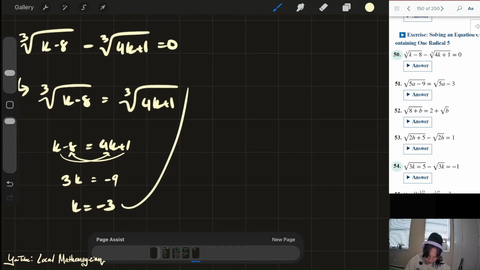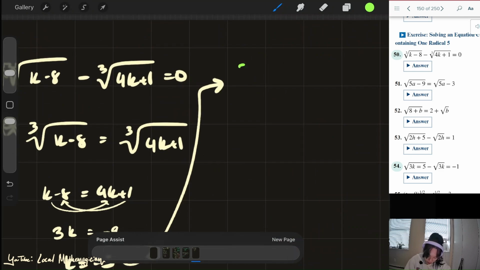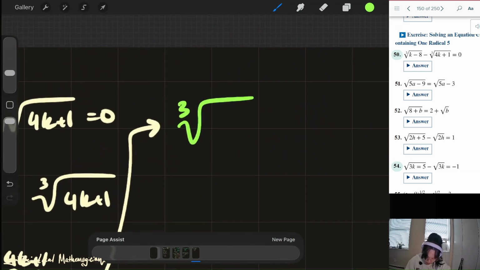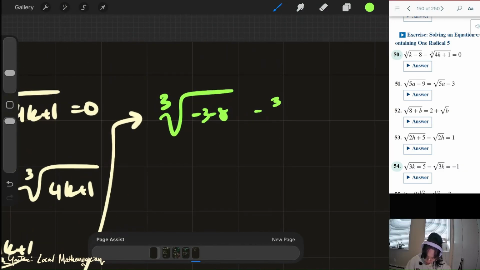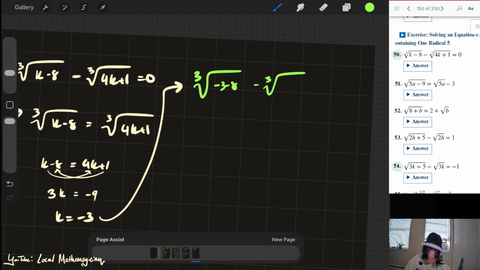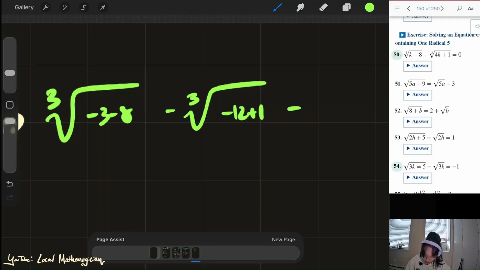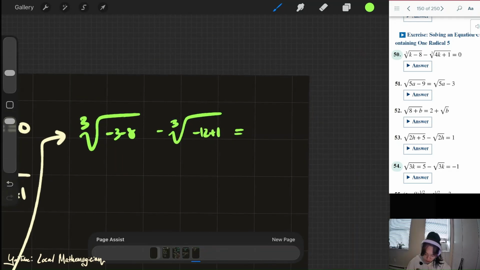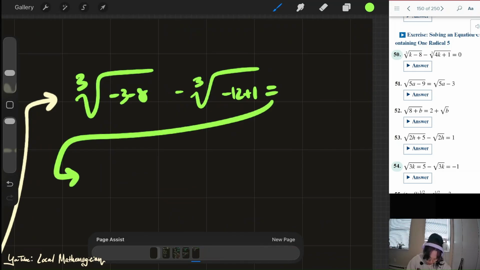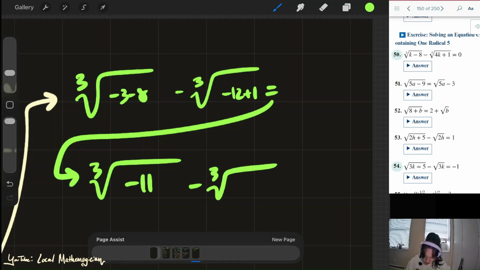I'm going to plug it back in. We're going to say, okay, the cube root of negative 3 minus 8, minus the cube root of negative 12 plus 1. And this should equal 0, right? Let's work it out. This is going to equal the cube root of negative 11 minus the cube root of negative 11, and that equals 0. And the cube root of a negative number is okay because of why? If you don't know why, please revisit the first video for this chapter, okay?